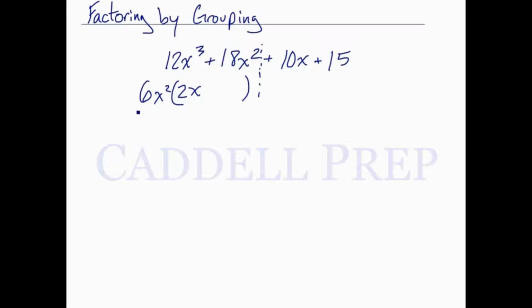Then the same thing for 18x squared. 18 divided by 6 is 3. And x squared divided by x squared is 1. And then 3 times 1 is just 3, so we don't have to write that.